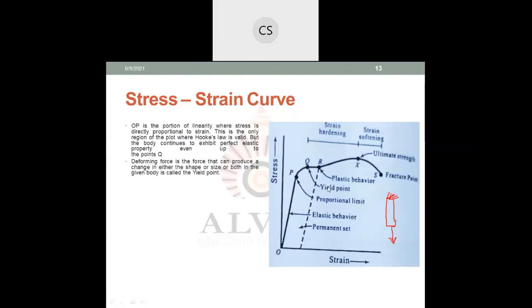This dotted line. Therefore, Q is known as the yield point. Up to this point, even if you apply stress, the body can regain its original shape and size. That is known as the yield point. Then plastic behavior starts on further applying stress. So there is a permanent deformation up to point S. At point S, the material cannot withstand the stress, so the material will break.